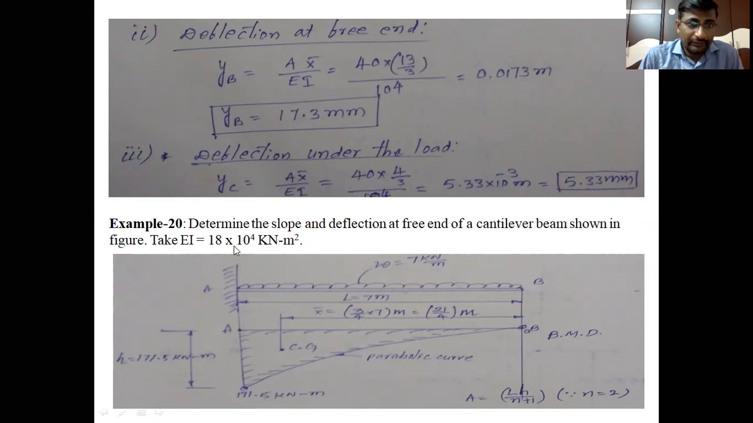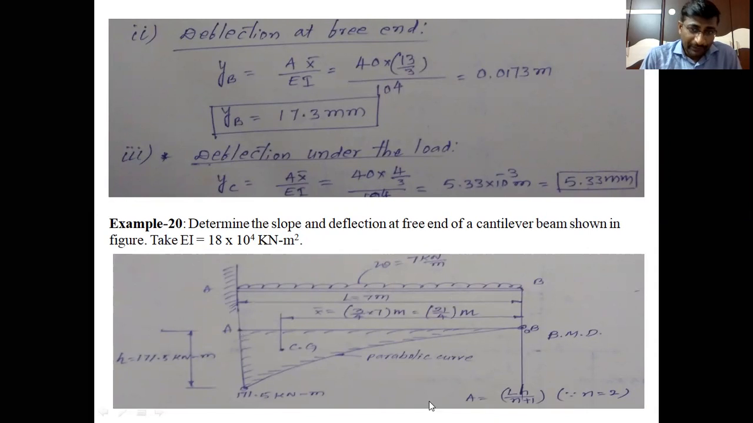Take EI equal to 18 into 10 to the power of 4 kilonewton meter square. Determine the slope and deflection at the free end. So it's a cantilever beam with a UDL of 7 kilonewton per meter acting on it. The total span of the beam is 7 meters.